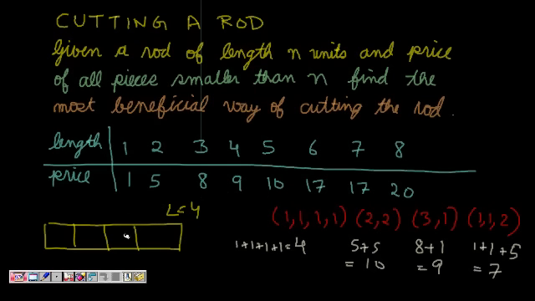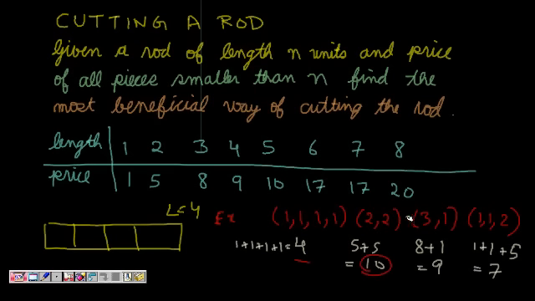So let's take the example of length equal to 4. In how many ways can we cut it? Some examples are given. I can cut it into 4 pieces, 1, 1, 1, 1, so my benefit will be 1 plus 1 plus 1 plus 1, which is 4. I can cut it into 2 pieces of size 2. The price for length 2 is 5, so 5 plus 5, the benefit will be 10.